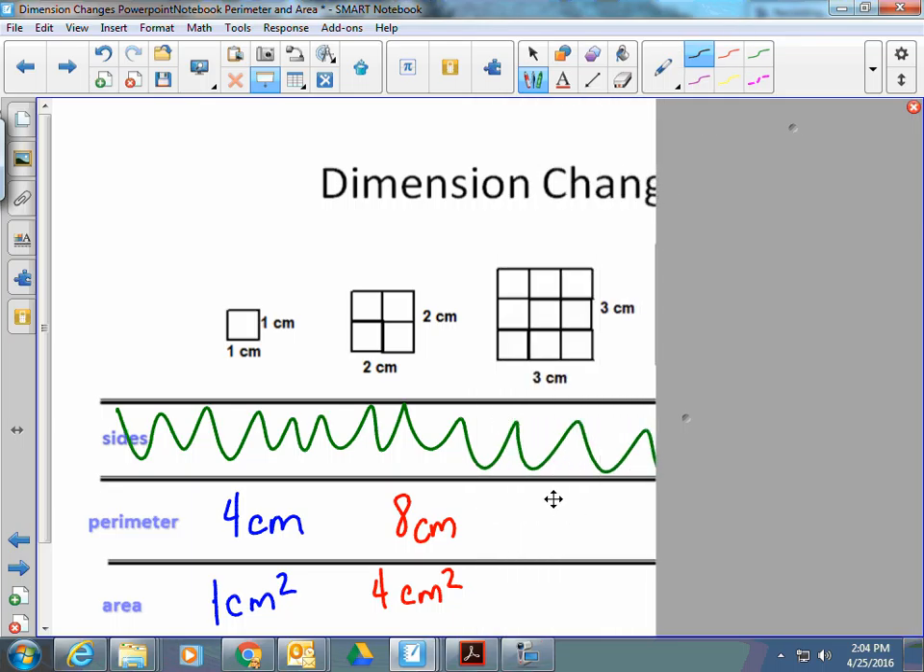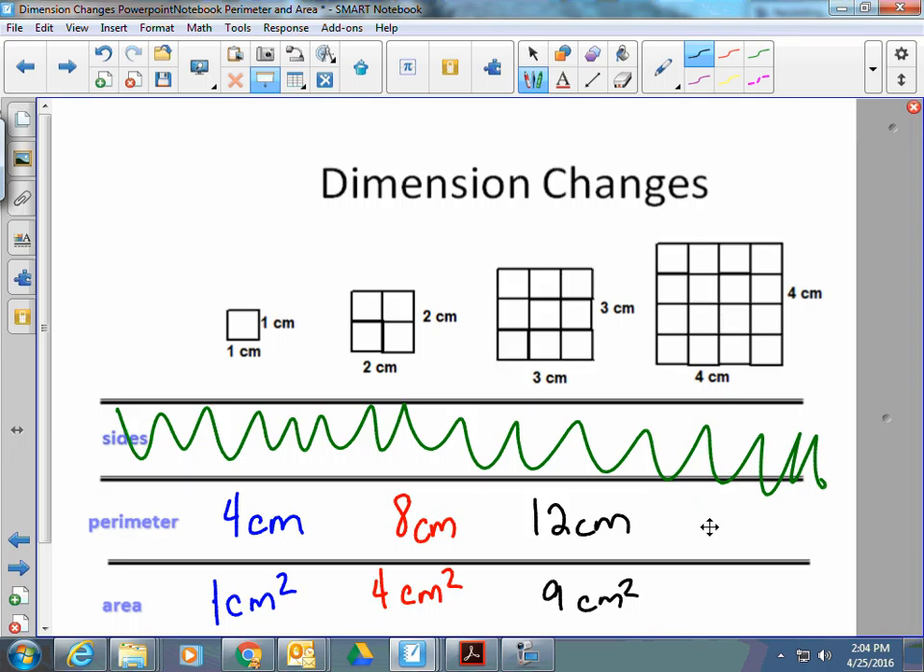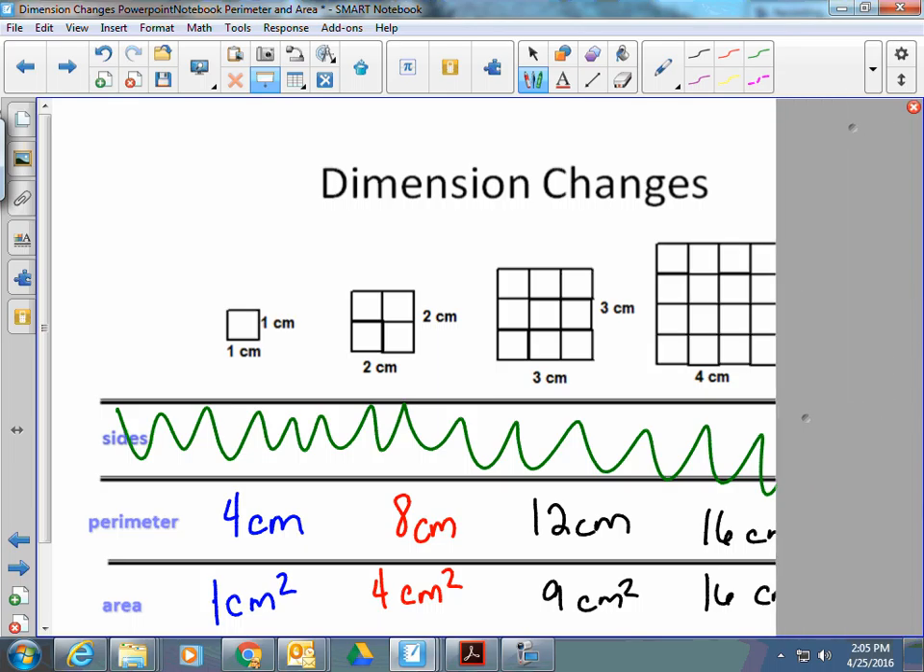Then on the next one, what would be my perimeter? 12 centimeters. Very good. And my area would be 9 centimeters squared. Excellent. And then my perimeter would be 16 centimeters. And my area would be 16 centimeters squared. Excellent. Again, I'm not worried about filling this in. I hope you already know how to fill this chart in. What I want us to do is start comparing what we have here to see if we can figure out some fun new things. So I'm going to cover this back up.